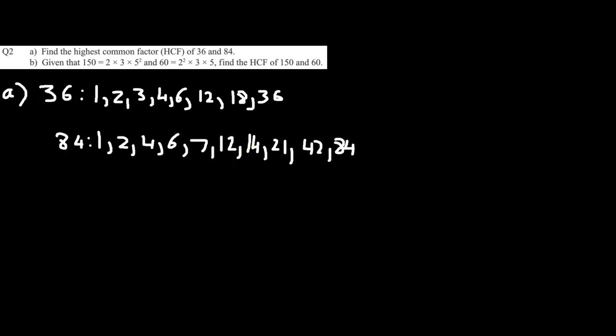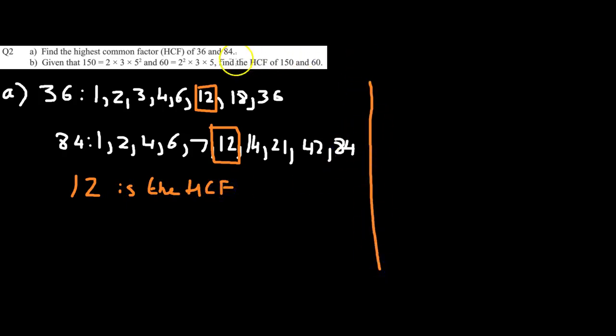But anyways, so what's the highest common factor we're looking for? So we're looking for the largest number which is common in both. So 4 is common in both, 6 is common in both, 12 is common in both. Therefore, 12 is going to be the highest common factor. 12 is the HCF of 36 and 84.